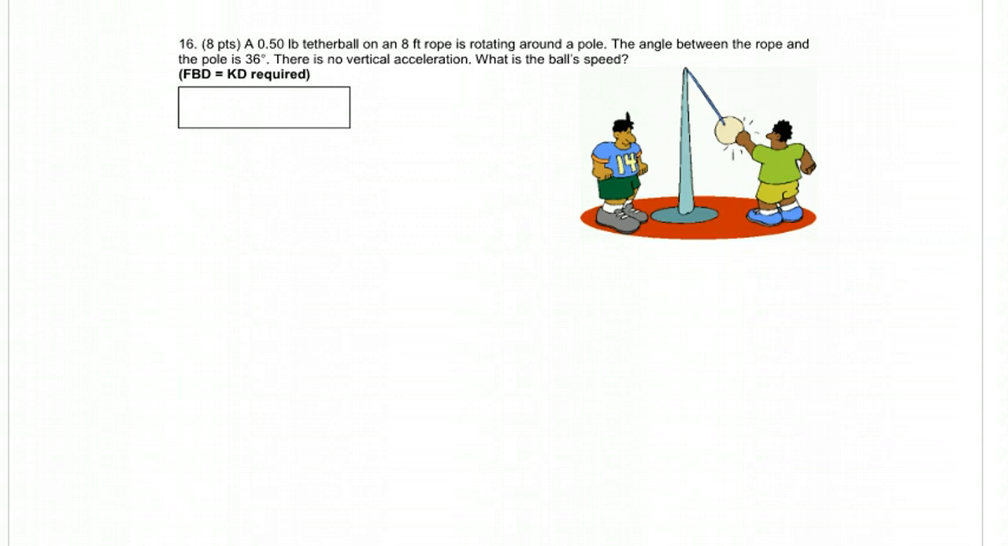Last problem, number 16, a tether ball and a rope. Angle between the rope and the pole, no vertical acceleration. What's the ball's speed? Free body diagram, kinetic diagram required. So let's go ahead and draw.